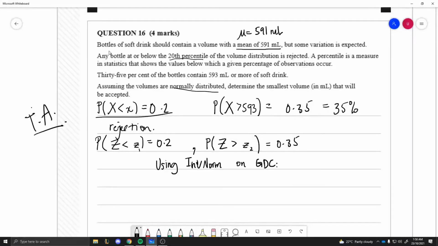So for z1, using inverse norm, z less than z1 gives you 0.2, which is going to be equal to negative 0.8416. It's usually good to have a few decimal places when using probability, usually just because it's always 0 point something most of the time. And now z2 is equal to, I'll do that now. So 0.35.